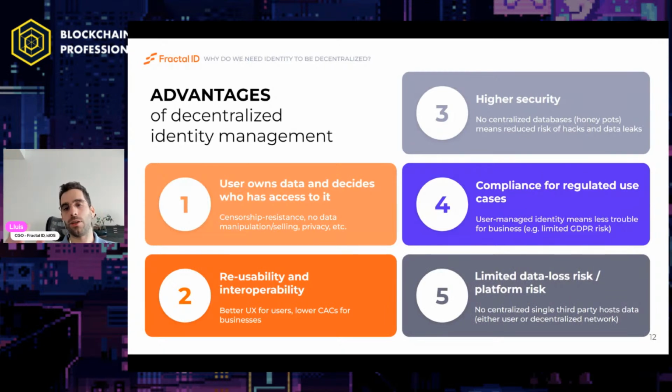And finally, there's also limited data loss risk or limited platform risk, in the sense that if one of the companies disappears, so let's say the issuer of the identity disappears, nothing happens to that. So you are not going to lose your whole user base from one day to another because a company disappeared. The fact that it's decentralized will make sure that users can still verify themselves and can still connect their identities even if one company disappears.